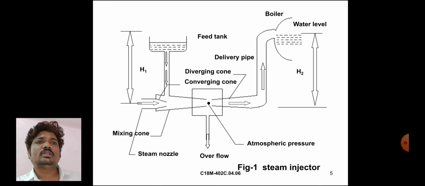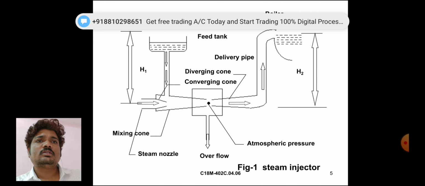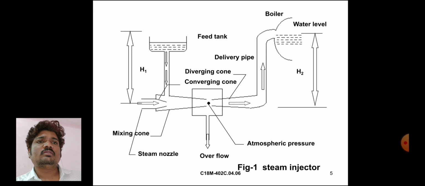In this figure, these components are there: H1, H2, feed tank, feed water tank, delivery pipe, diverging cone, converging cone, mixing cone, steam nozzle, overflow, atmospheric pressure, boiler, water level. These components are there in a steam injector. The steam injector may be used to supply the water to the boiler.